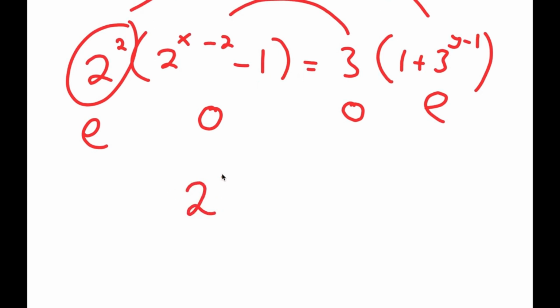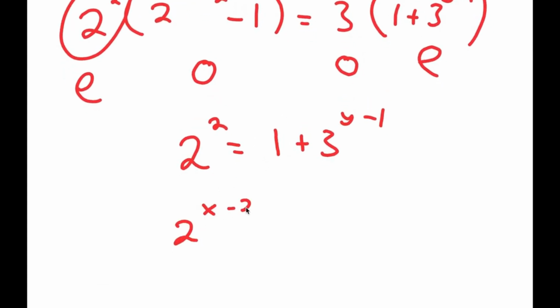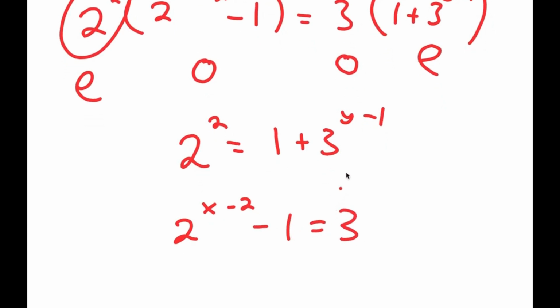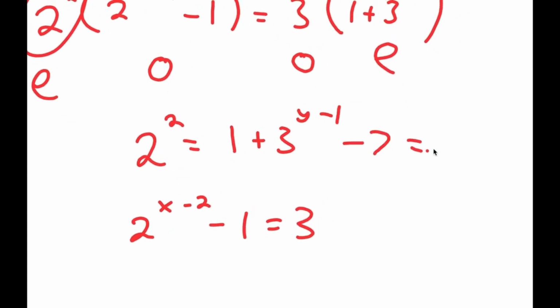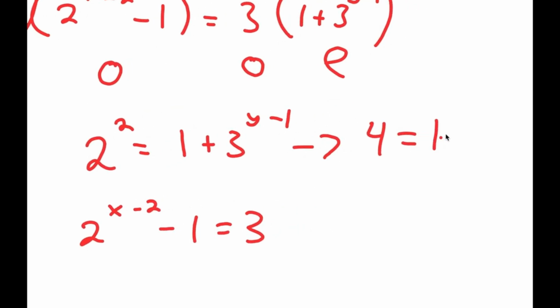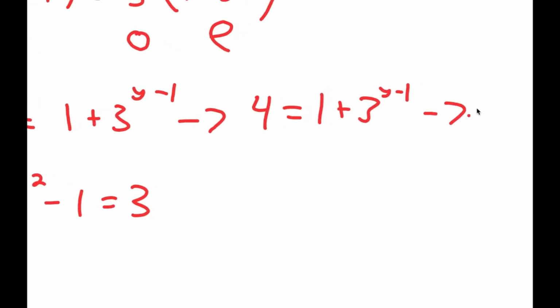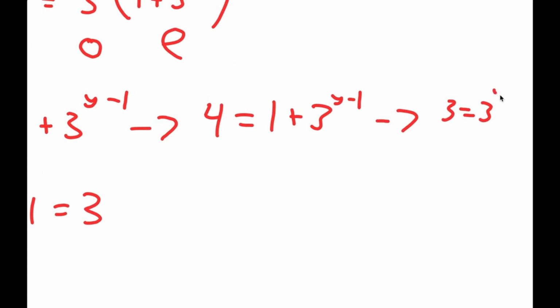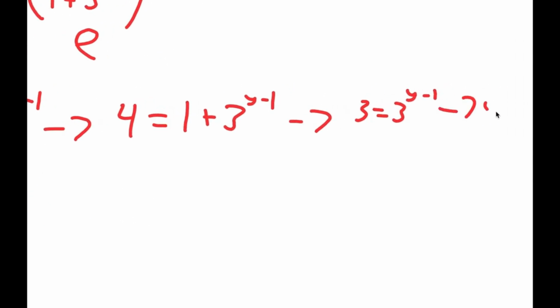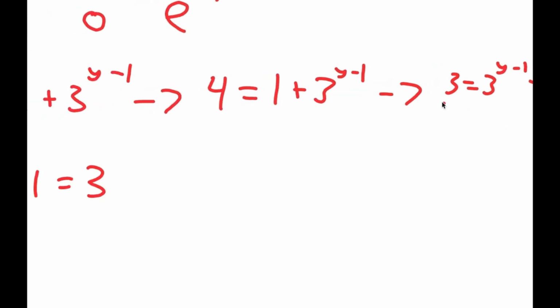So this gives me two equations. I get 2 squared is equal to 1 plus 3 to the power of y minus 1. And I also have 2 to the power of x minus 2 minus 1 is equal to 3. So let's first start with this equation. This is going to equal 4 is equal to 1 plus 3 to the power of y minus 1, and this means that 3 is equal to 3 to the power of y minus 1, meaning y is equal to 2. So the value of y is 2.